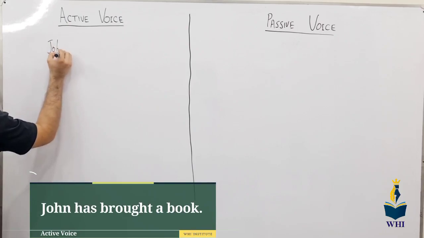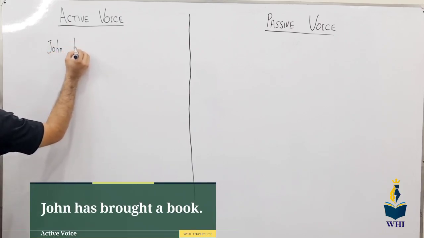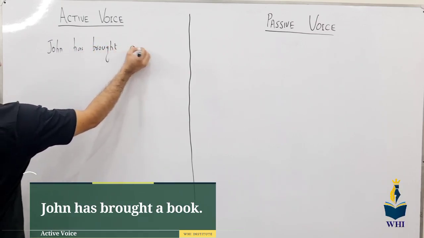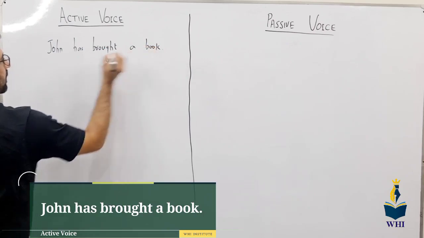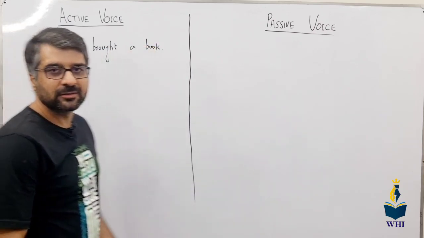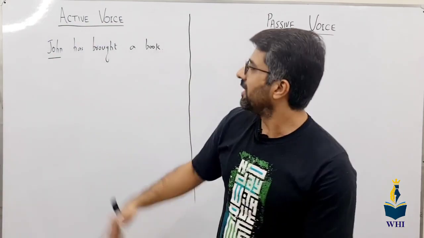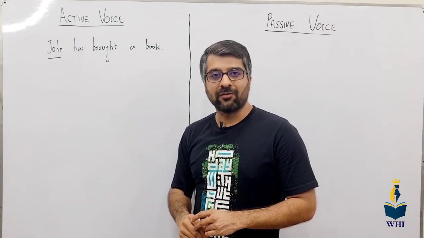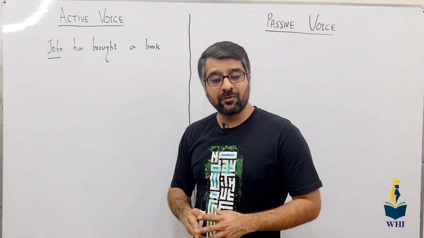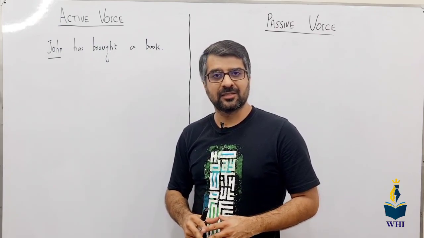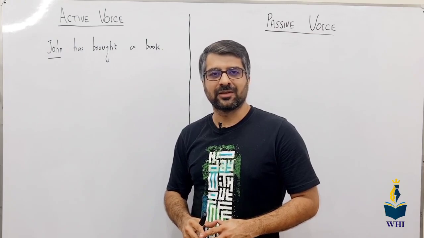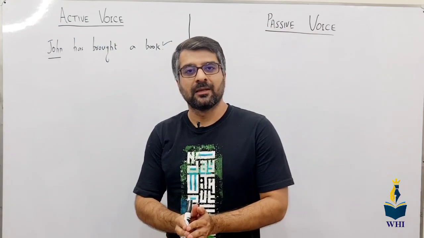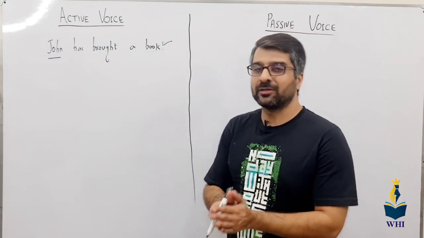John has brought a book. In this sentence, John is the agent. John is the one who performs the action. John is the one who brought a book. So I want to highlight John, and whenever we want to highlight agent in a sentence, we put that sentence in active voice. So this is the reason I have used active voice construction to make this sentence. John has brought a book.